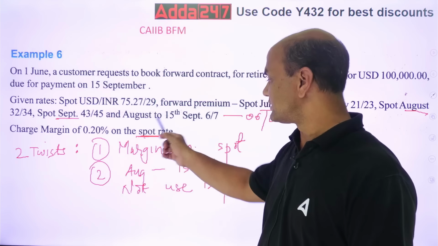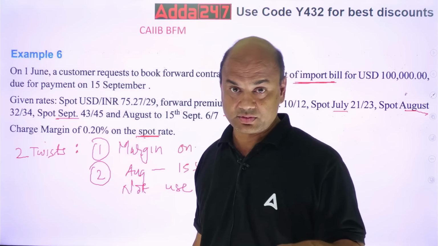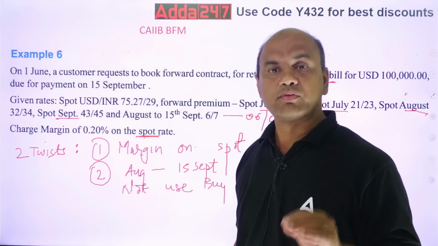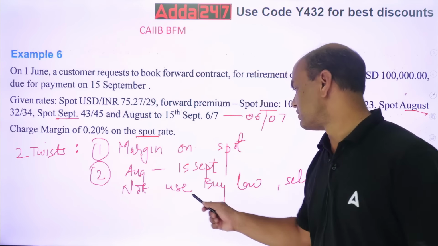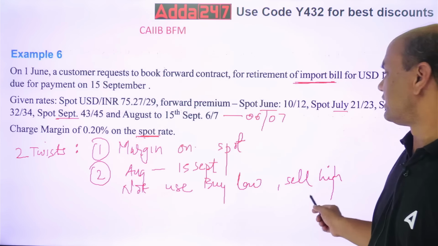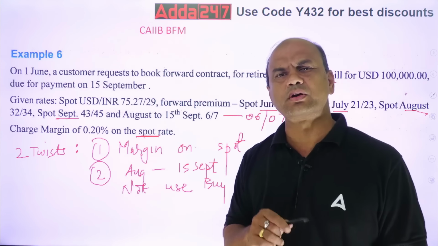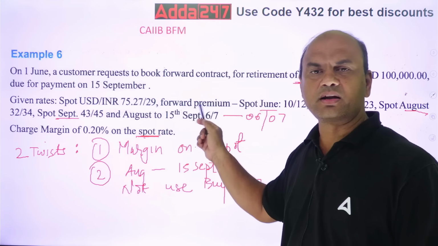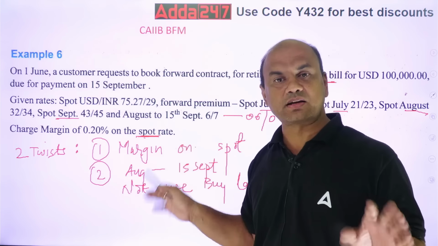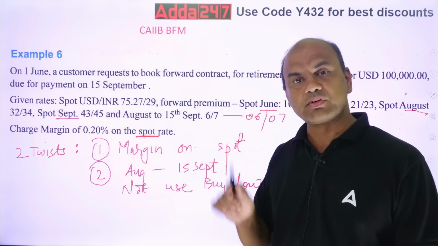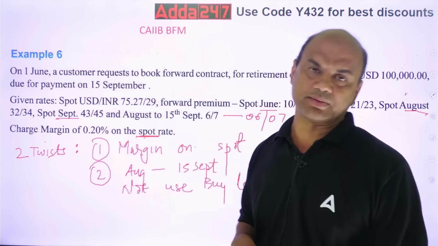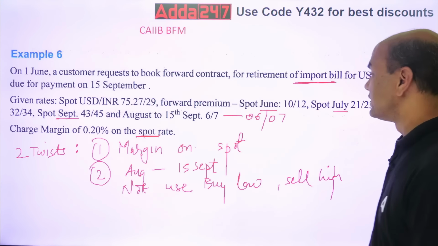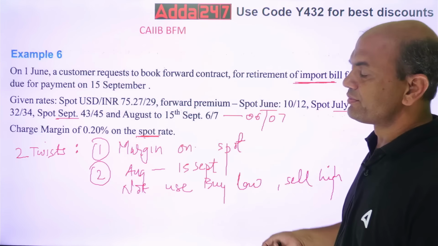So when such a thing is given, you cannot use the buy low sell high concept over here. Whenever you have the exact rate, do not use buy low sell high. This is a very, very, very important concept. Whenever you have an exact rate on a certain date, any date, you should never ever use the buy low sell high concept. Got it? So keeping these two in mind, let's move ahead.